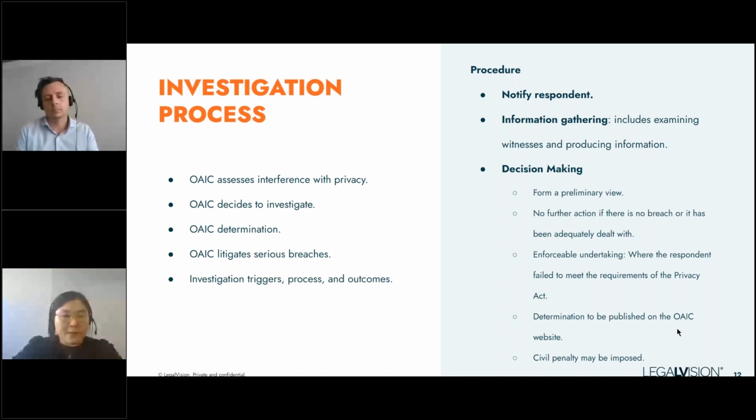And then it will make a decision. As part of the decision making process, it will form a preliminary view, and it might not take any further action if it decides that no breach has occurred or that it's been adequately dealt with by the respondent. It might impose an enforceable undertaking where the Commissioner forms the view that the respondent has failed to meet the requirements of the Privacy Act. It might also make a determination that could be published on the OAIC website. The Commissioner might apply to the Federal Court for a civil penalty order where there have been serious breaches.